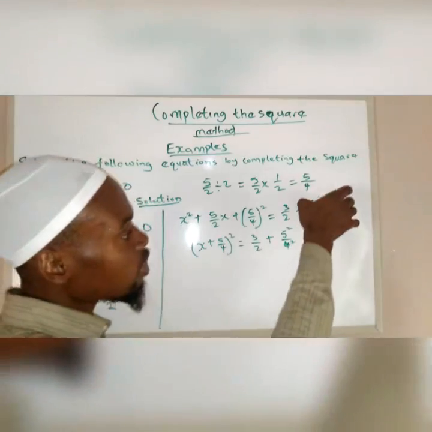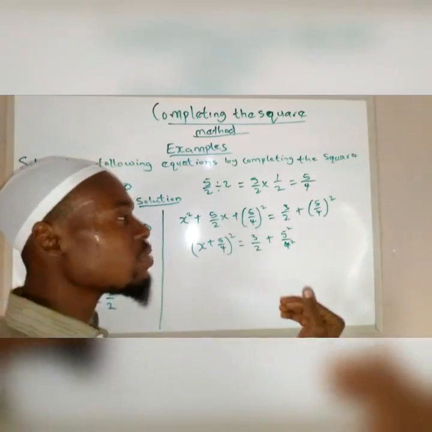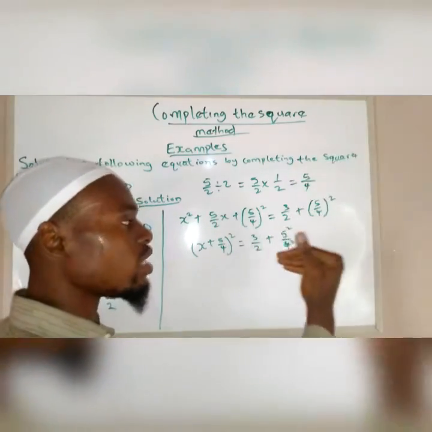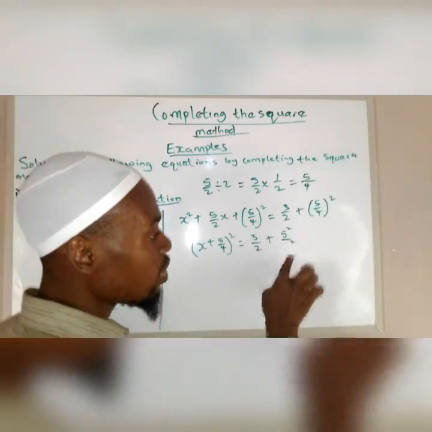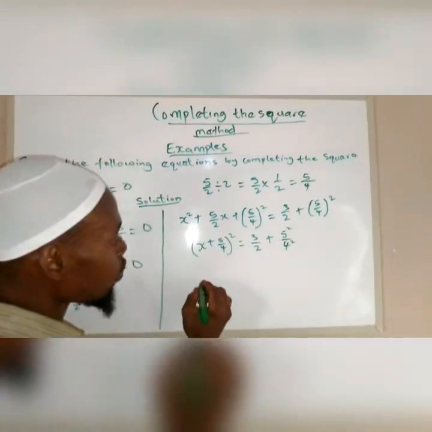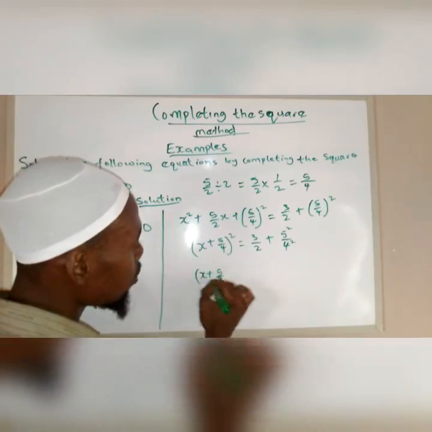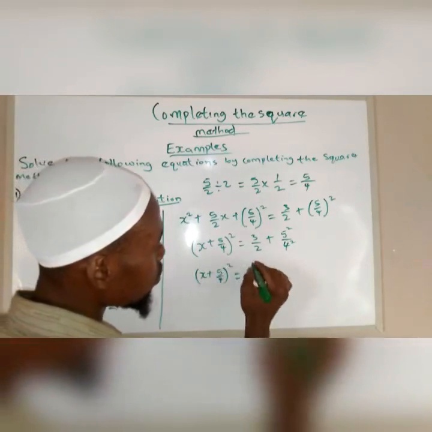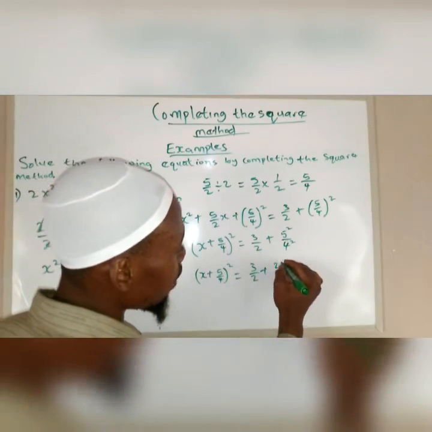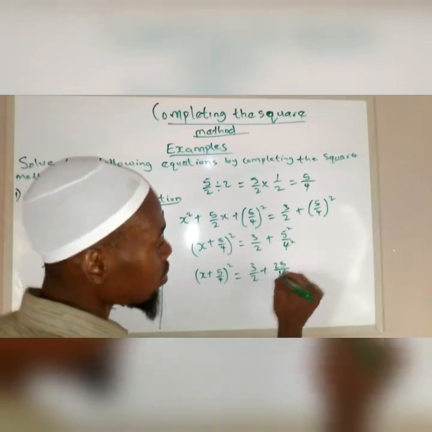When you have the square of a fraction, numerator and denominator, it is still the same thing as the square of the numerator separately divided by the square of the denominator separately. Let me rewrite this so that it will be clear. And from here we have (x plus 5 over 4) all squared to be equal to 3 over 2 plus 5 squared is 25 divided by 4 squared is 16.